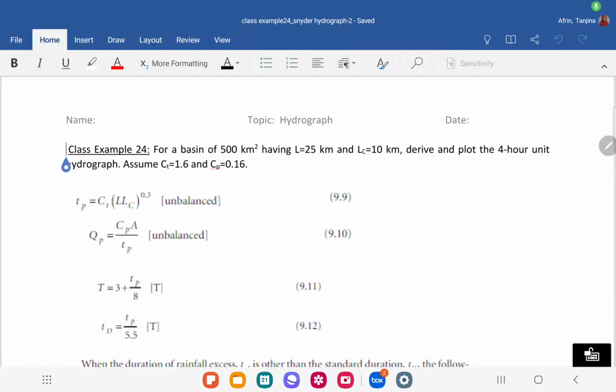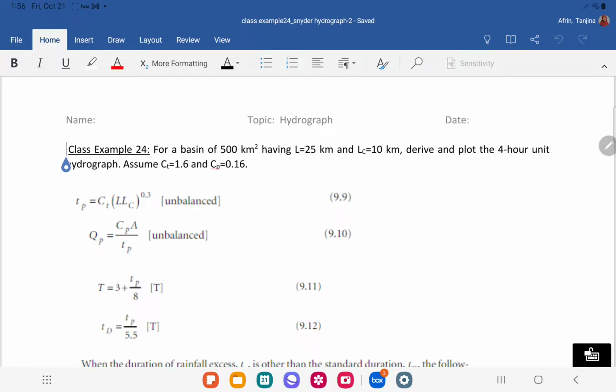Hello everyone. So for this part of this video I will work on class example 24, which is about Snyder's method, and for class example 25 I will work on the NRCS method. Both of these are for developing the synthetic hydrograph. Basically, when you don't have enough flow data from the channel geometry or from some well established chart, we can still develop the synthetic hydrograph.